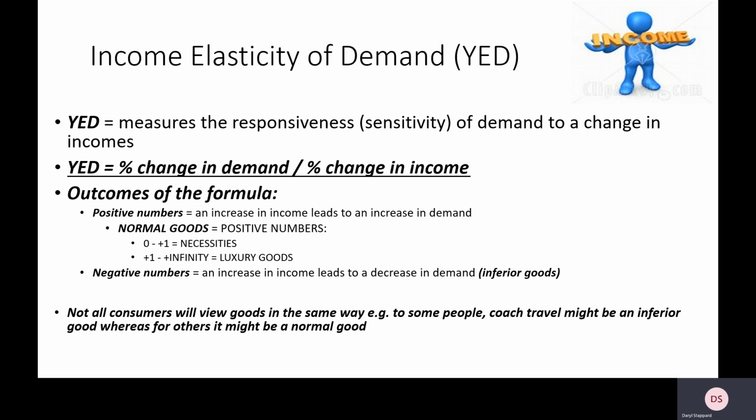It's a more responsive change to that change in income. So if I earn more money, I've got increased ability to buy more luxury products. People might buy more cars more regularly, a bigger house more regularly, more design label clothes more regularly.